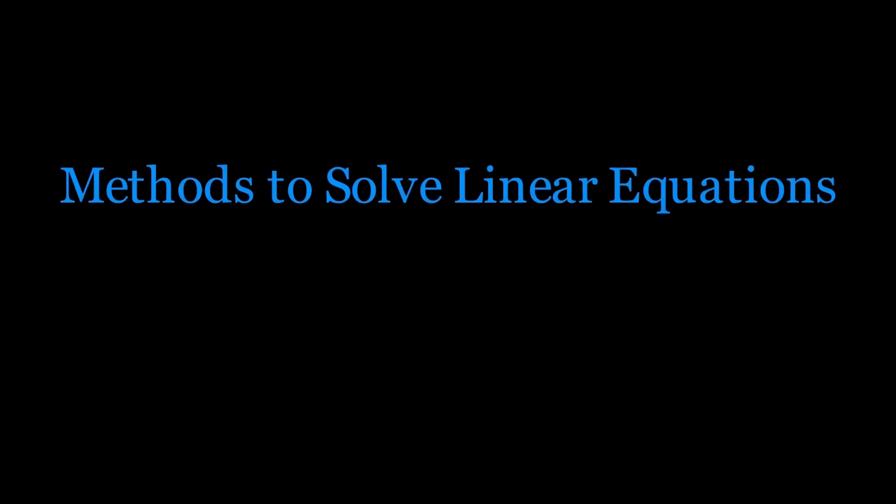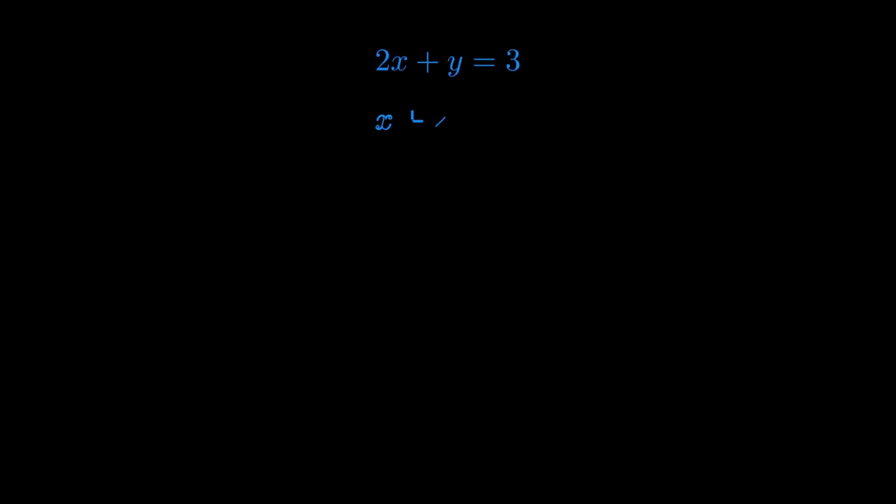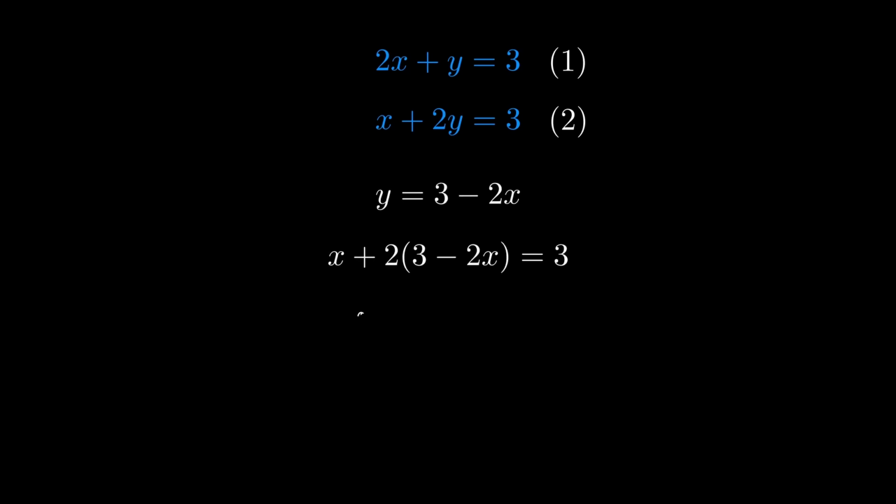There are three methods to solve linear equations. Substitution: this method works by solving one equation for one variable and substituting it into the other equation. We first solve the first equation for y in terms of x. Now we substitute it in the second equation. Substituting x equals 1 back into y equals 3 minus 2x, we get y equals 1.